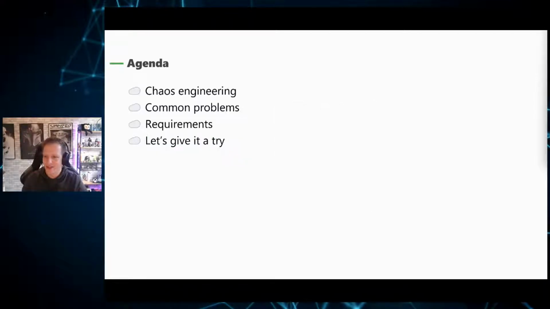All right, so the agenda for today: we're going to spend this lunch creating some chaos and see what we can do with Azure Chaos Studio. We're going to talk a little bit about chaos engineering. We're going to look at some common problems. We're going to talk about the requirements that you need to implement before using Chaos Studio. But most of all, it's just going to be a demo. Let's see how it works. Let's see what we can do. And let's see if we can break some stuff, and then in the end, make it better.